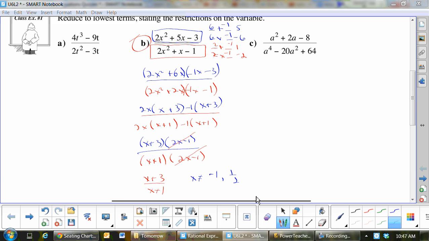So again, I really haven't done anything new. Finding the restrictions was yesterday, and simplifying polynomials was the entire last unit.